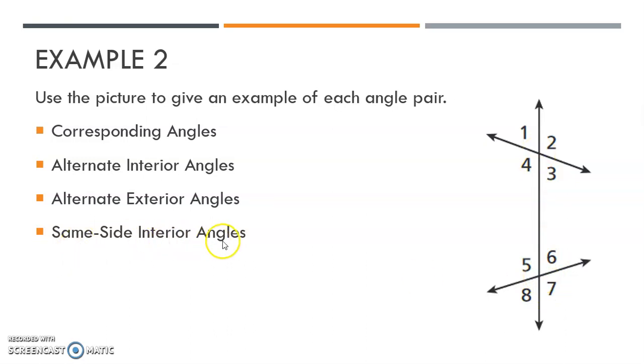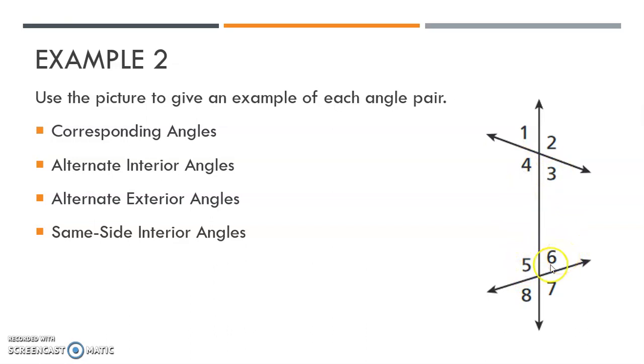So finally we have same side interior angles. So the interior again is going to be between the lines, and same side would be the ones that are both on the left or both on the right. So 4 and 5 or 3 and 6.